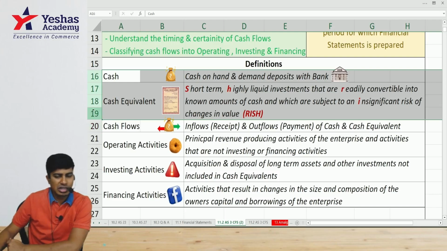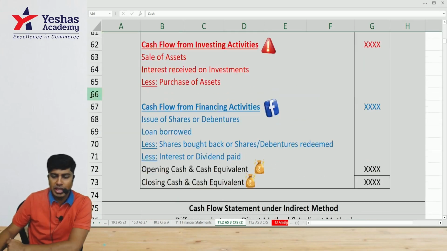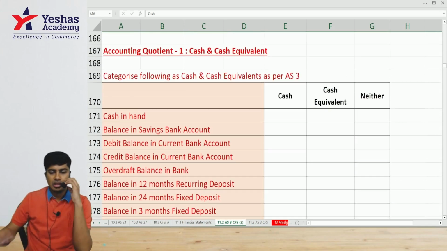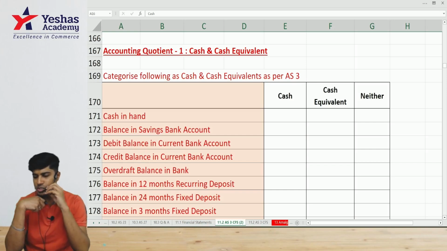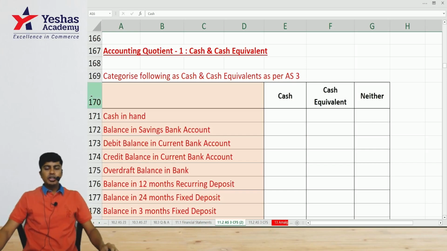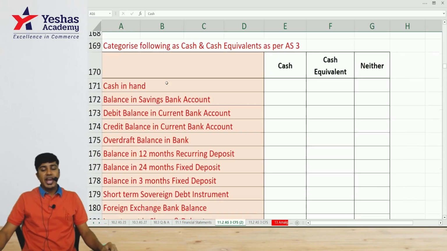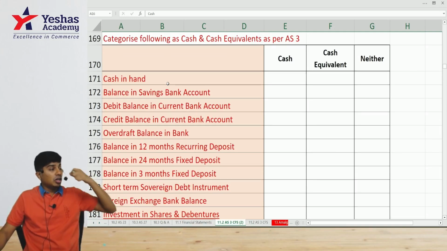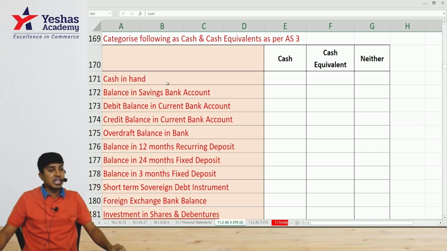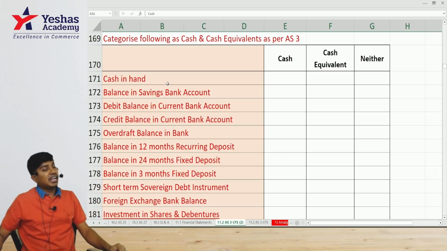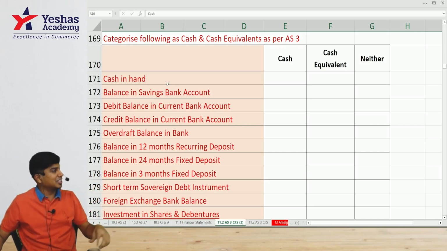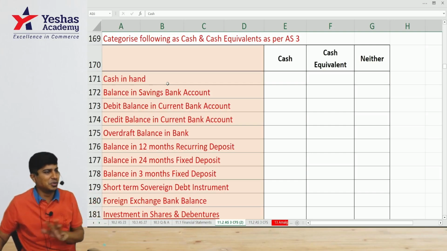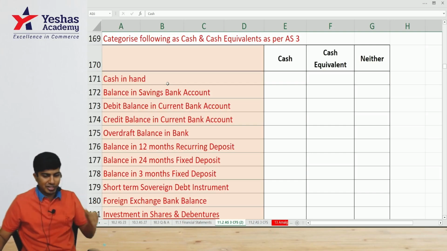Got it? Come on, let's do a question. Ready? AQ1. Everybody's with me? I want you to segregate these items given into cash, cash equivalent, neither, as per Accounting Standard 3. You now know the cash and cash equivalent definition. That is as per Accounting Standard 3. Cash and cash equivalent as per Accounting Standard 3 is different from cash and cash equivalent as per Schedule 3. They're not the same.